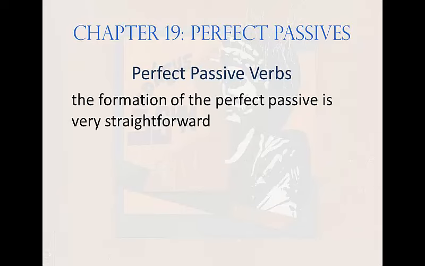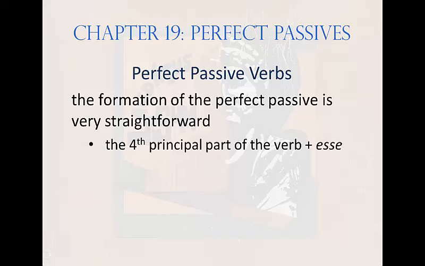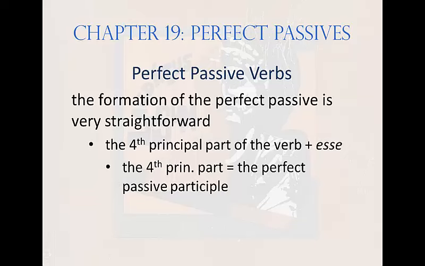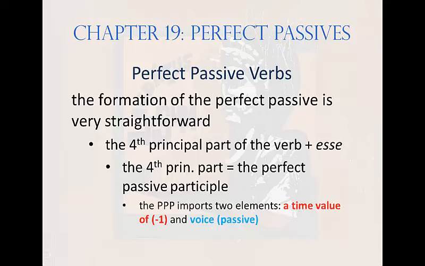Perfect passive verbs. Compared to the present passive, the perfect passive is remarkably straightforward. It involves only two verb elements, the fourth principal part of the verb, plus a form of esse, the verb to be. The fourth principal part, which finally comes into play after all the chapters you've been memorizing it, is actually the perfect passive participle. Perfect, meaning it carries a time value of -1, and passive, meaning it imports a sense of passive voice. When it stands alone, it's translated as "having been" whatever the verb is, "praised," for instance.